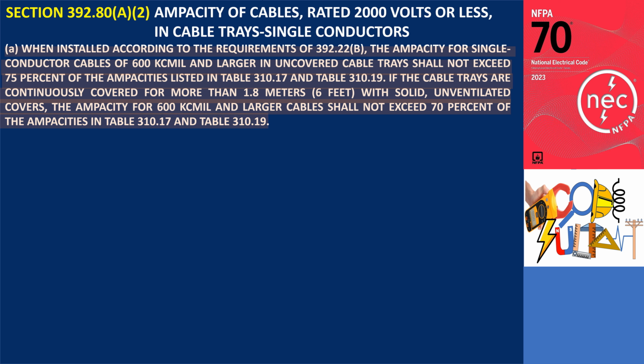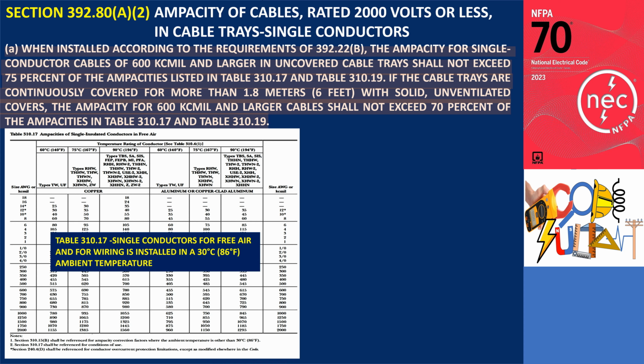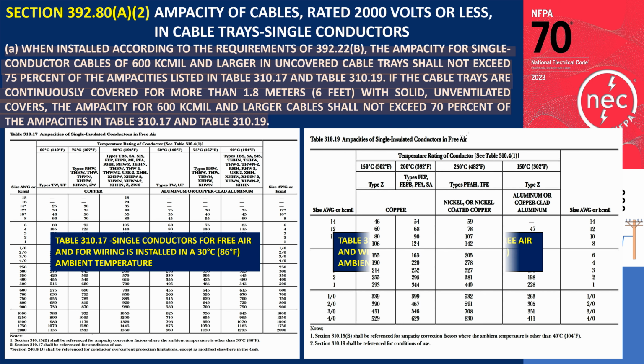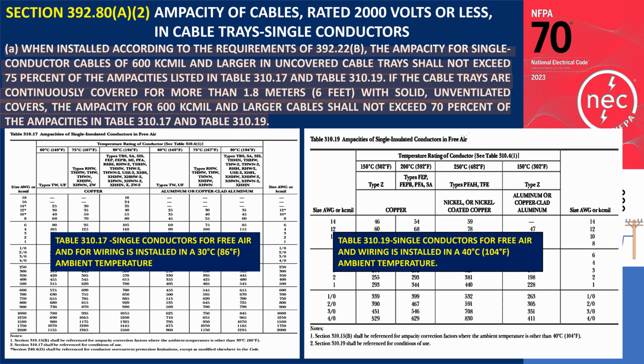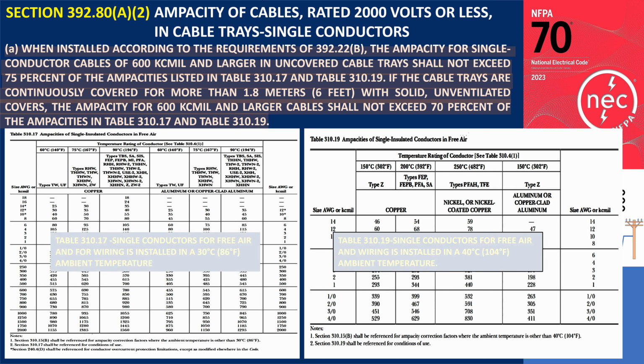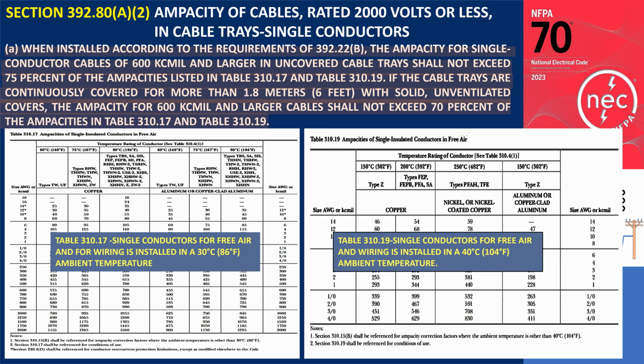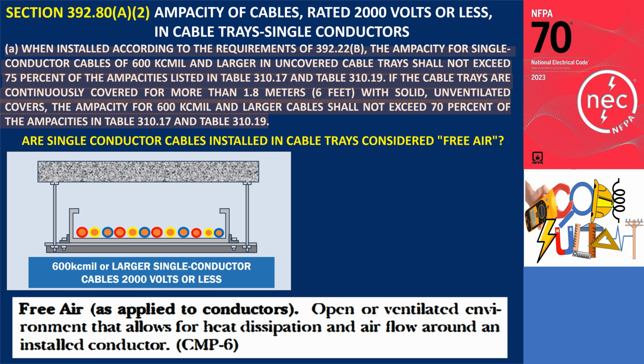Table 310.17 is for single conductors in free air and wiring installed in a 30 degrees Celsius, 86 degrees Fahrenheit, ambient temperature, while Table 310.19 is also for single conductors in free air and wiring installed in a 40 degrees Celsius, 104 degrees Fahrenheit, ambient temperature. Since Table 310.17 and Table 310.19 list the ampacities of single insulated conductors in free air, does this mean that conductors in a cable tray are considered free air? To clarify, let's refer to the definition of free air in Article 100 of the NEC. Free air, as applied to conductors, is an open or ventilated environment that allows heat dissipation and airflow around an installed conductor. Single conductors installed in uncovered cable trays are indeed considered to be in free air.